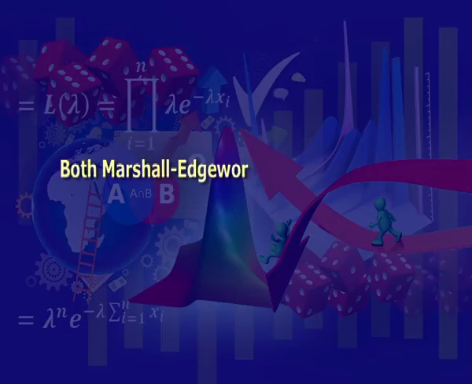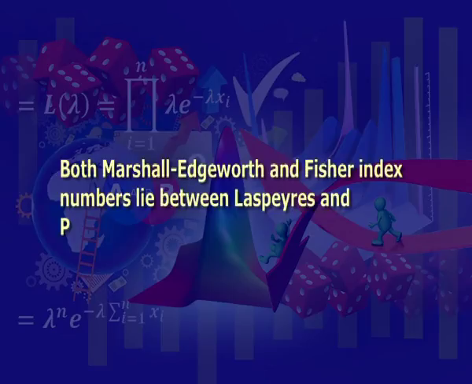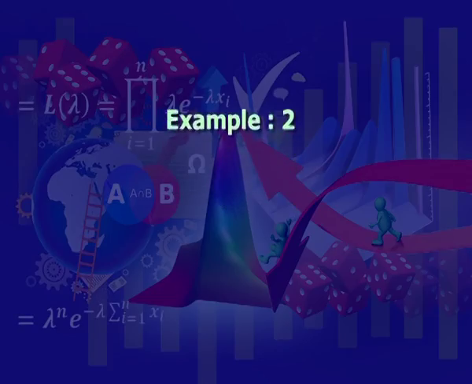In general, the true value of the price index lies somewhere between the Laspeyres price index and Paasche price index number. Both Marshall-Edgeworth and Fisher index numbers lie between Laspeyres and Paasche indices. They have no bias in any known direction and provide a better estimate of the true price index. Let us see example 2.